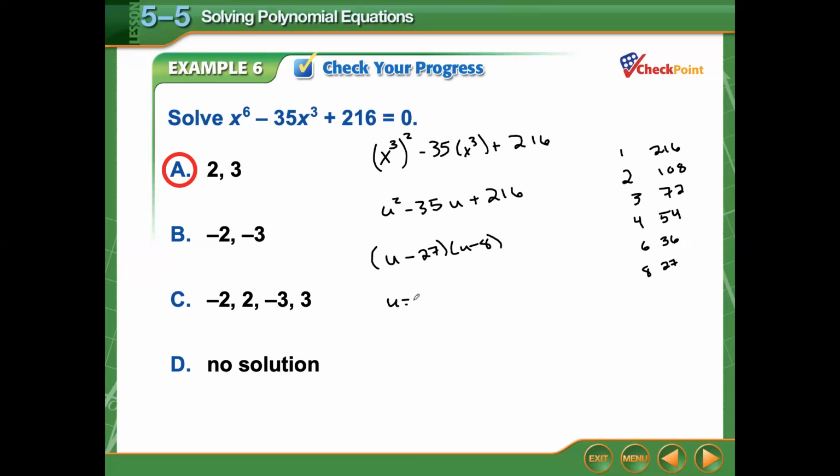So u equals 27 by the zero product property, and u equals 8. So x cubed equals 27 and x cubed equals 8. The cube root of both of those is 3 and 2.